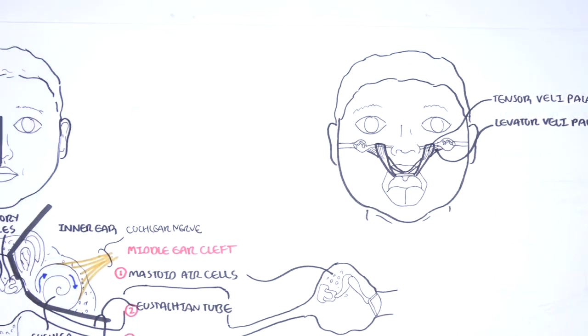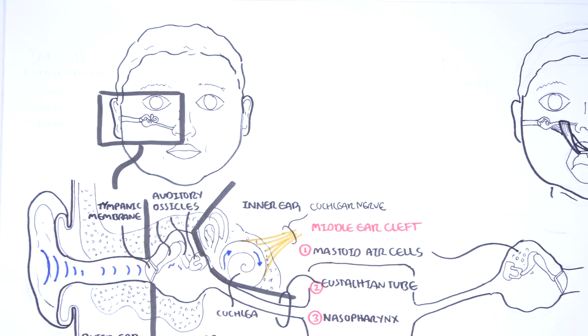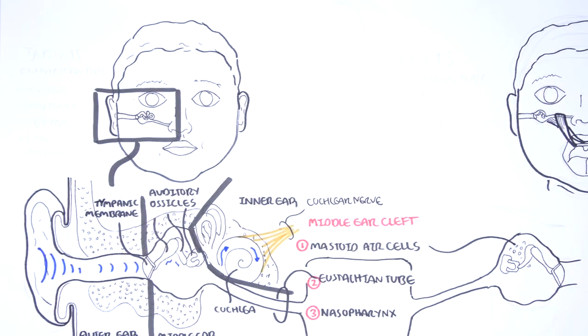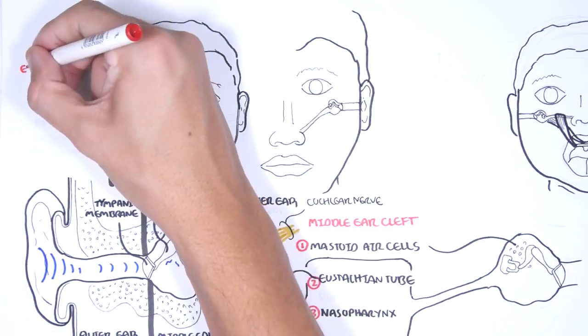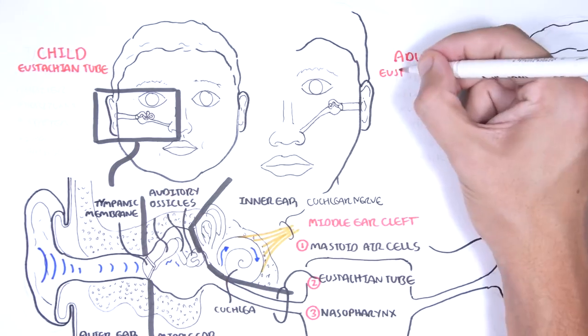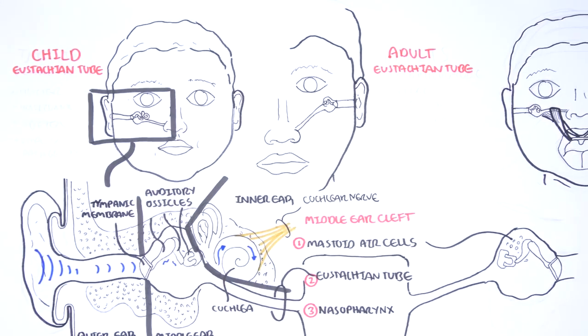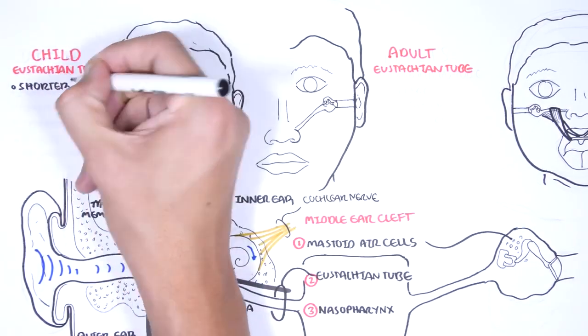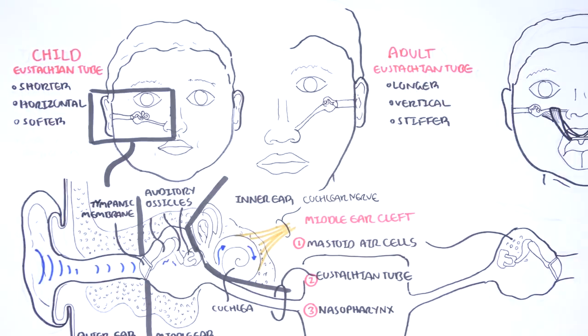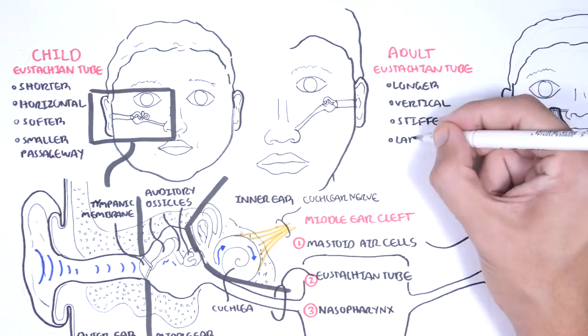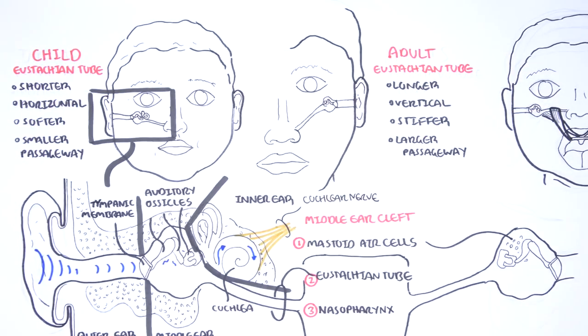Otitis media is more common in children, precisely because of the anatomical differences of the eustachian tube between children and adults. Unlike adults' eustachian tube, the child's eustachian tube is shorter and more horizontally aligned. It's softer and has a smaller passageway. And all this allows for easier spreading of infection from the nasopharynx into the middle ear.